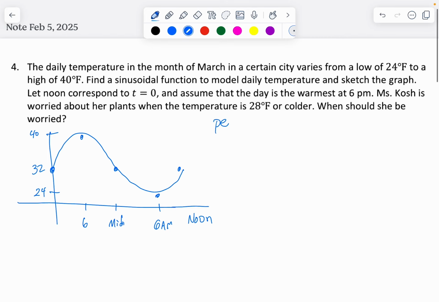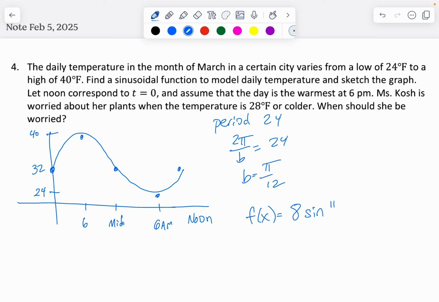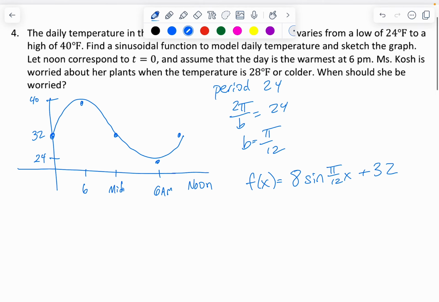Okay, so our period here is a 24-hour period. So then we can say 2 pi over b is equal to 24. I therefore get b is equal to pi over 12. And so what's my amplitude? Let's call it f of x is equal to, our amplitude was 8. This looks like a sine curve to me, and I see pi over 12 times x. There was no shift left or right, but there is a shift up 32. Okay, so here is my equation.